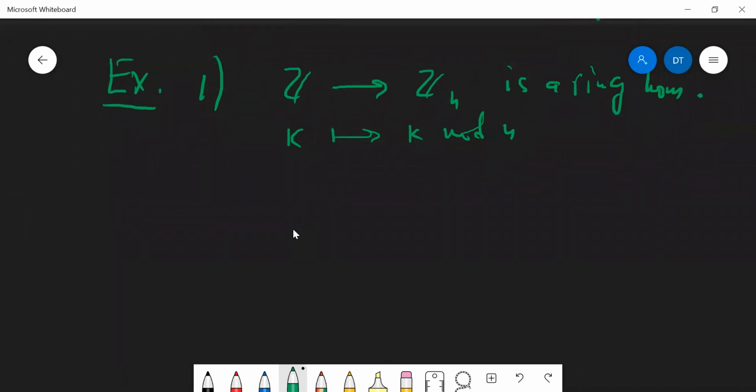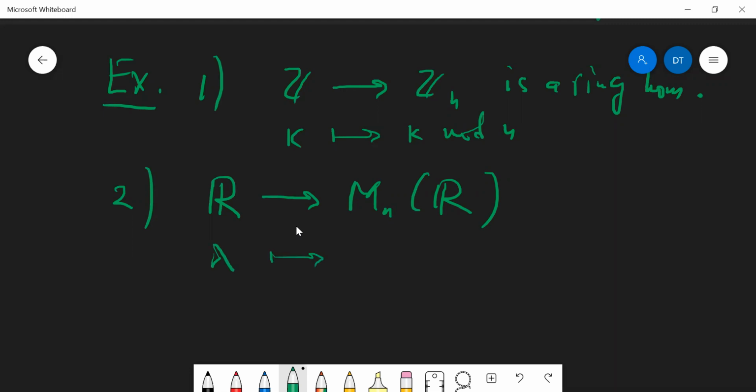Also, example number 2. Let's say R is the field of real numbers with usual addition and multiplication, and M(R) is the ring of all square matrices. Then we have a map taking any element lambda from R to the scalar matrix lambda times E, where E is the identity matrix. Then this map is a ring homomorphism.